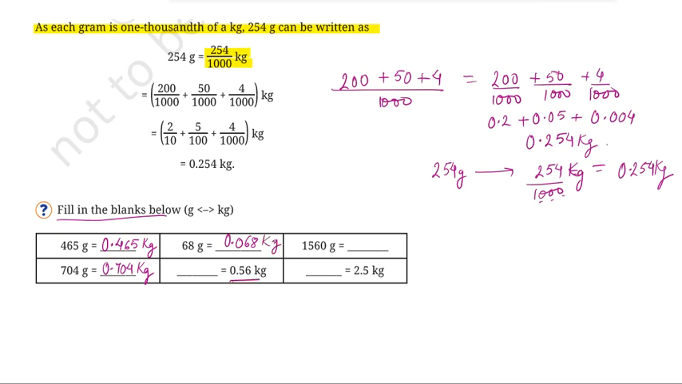Now here it has been given in kg, so kg is a bigger unit. You have to convert it into a smaller unit, and you know that 1 kg is equal to 1000 grams, so you need to multiply. So 0.56 multiplied by 1000 will give you 560 grams. Now 1560 grams, let's divide it by 1000, so you will get 1.560 kgs. Then 2.5 kgs to be converted to grams, so you are going to multiply it by 1000, so 2500 grams it would be.